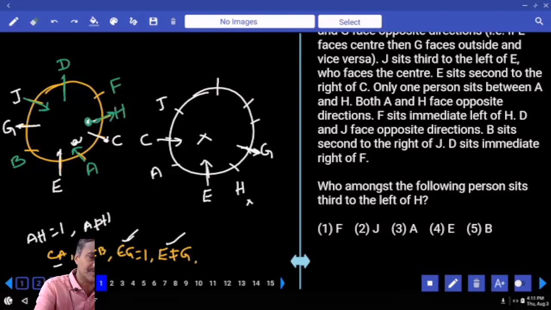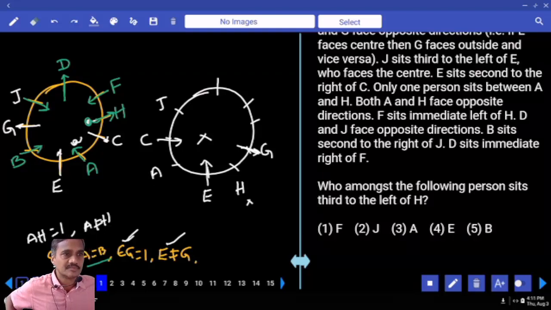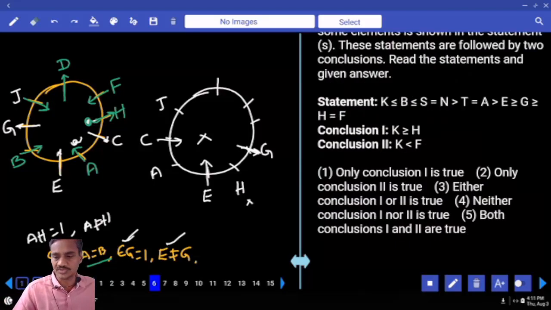J and D are opposite, J is towards the center, D is away from the center. And B sits second, D sits to the immediate right of F. D is to the immediate right of F, F is here. Now if F is here, A and B are facing the same direction, A is center, B is also center. Then, now this is about question numbers 1 to 5.